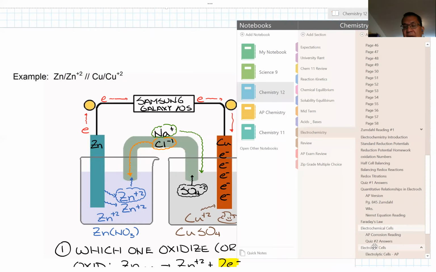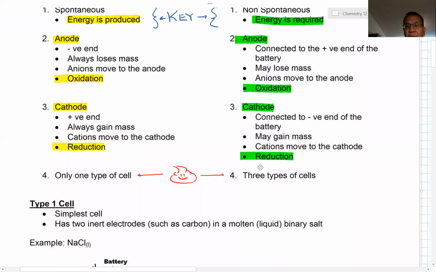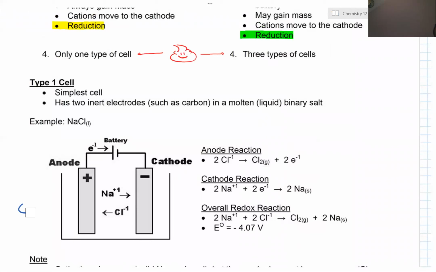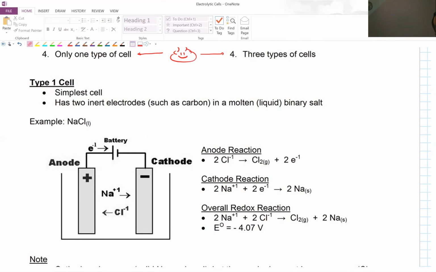When we talk about electrolytic cells, there are 3 different types of setups that will give us 3 totally different products, okay? So what I want to do today is go over 2 of them. The first one is called a type 1 cell. This is the simplest cell, and it is two inert electrodes.